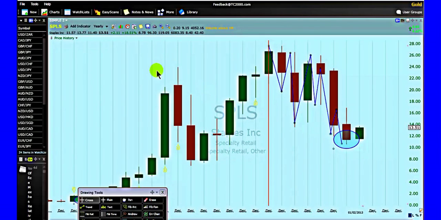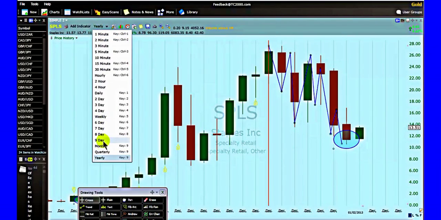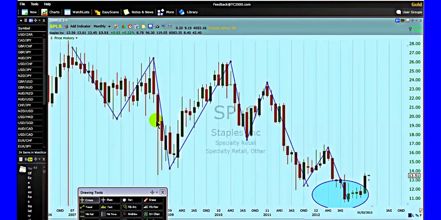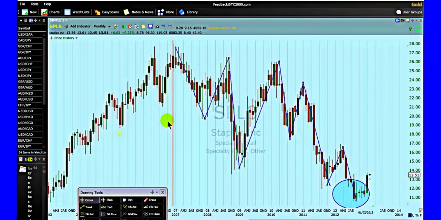Because why? How do we know? Look carefully, ladies and gentlemen. Whenever we count 5, what do we do? We pause. It does not matter whether it's a corrective 5 or an impulsive 5. In the Elliott wave language, whenever we count 5, we pause. Whenever we count 3, we pay attention. So we see here 1, 2, 3, we pay attention. It moved up. Now we see 1, 2, 3, 4, 5, we pause.